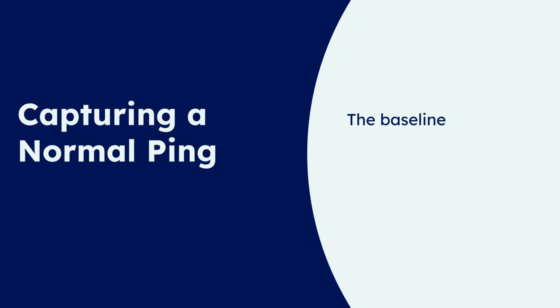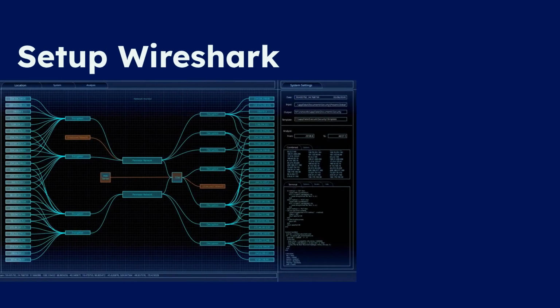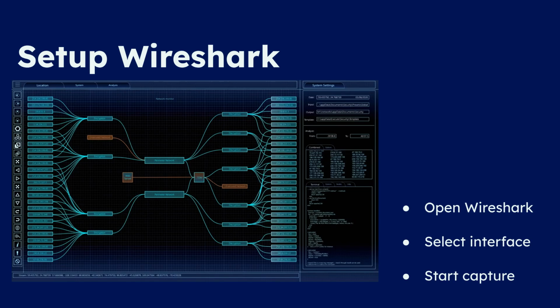First, let's establish a baseline by capturing what normal ping traffic looks like. Open Wireshark and select your correct network interface, for example, ENP20. Then, hit the blue shark fin icon to start capturing network traffic.